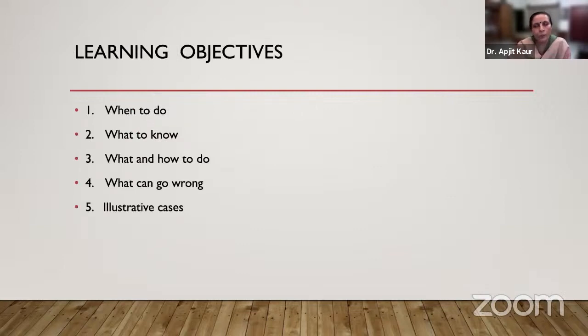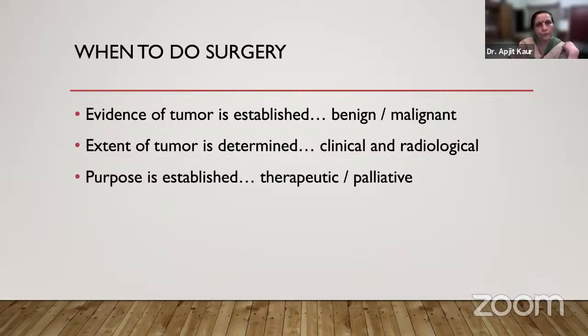Basically, through this talk for the postgraduates, they would get to know when to do, what to know before you actually sit down to do it, what and how to do, and what can go wrong. And then I will follow it up with some illustrative cases. So we need to take the decision for surgery only after we have established a clinical diagnosis and determined the extent of the tumor. The purpose has been established, which is either therapeutic or palliative.